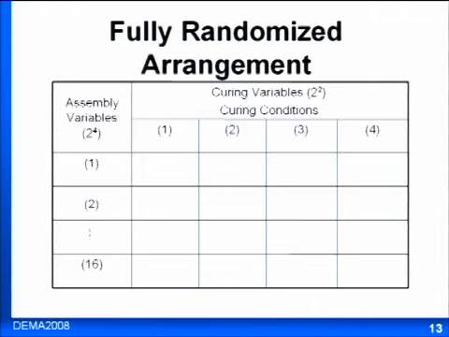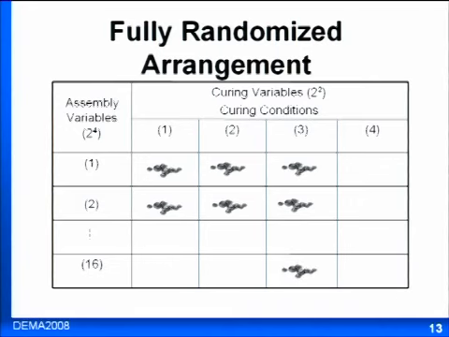This is a quick show of what the randomization pattern would look like. We have all the 64 trials, and we would run 1 at a time.